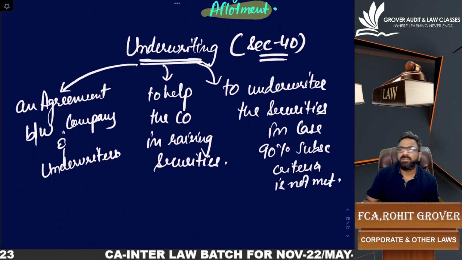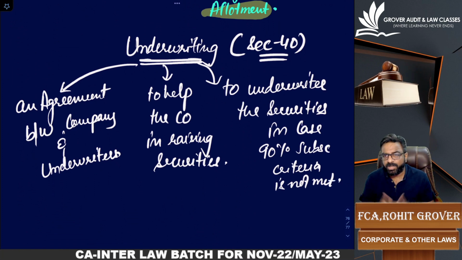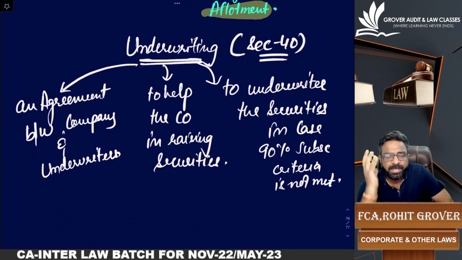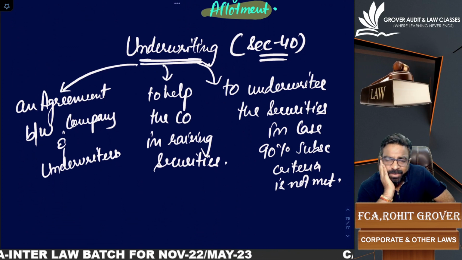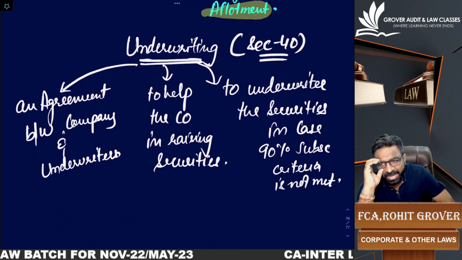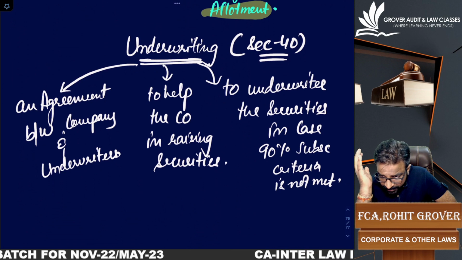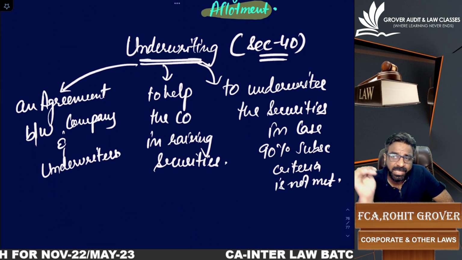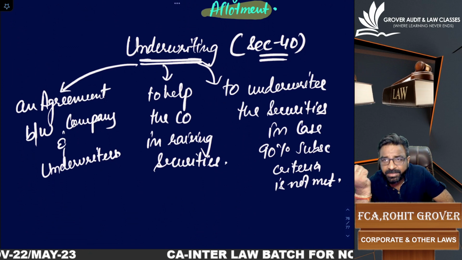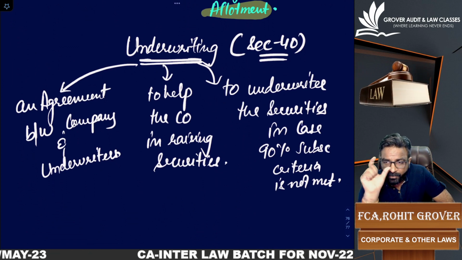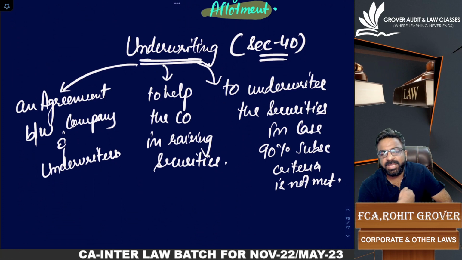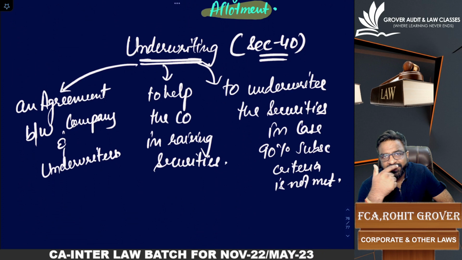Now tell me one thing. What is the purpose of underwriters, everyone? What do the underwriters do? Underwriters enter into a contract with the company. They will tell the company that we will help you in raising the share capital. We will help you in reaching 90%. And in the contract, they write that if you will not be able to reach 90%, the shortfall between what you actually reached and the 90%, we will take your risk.